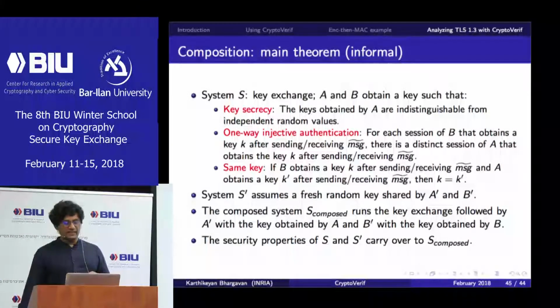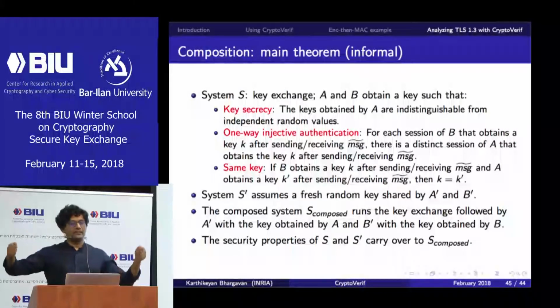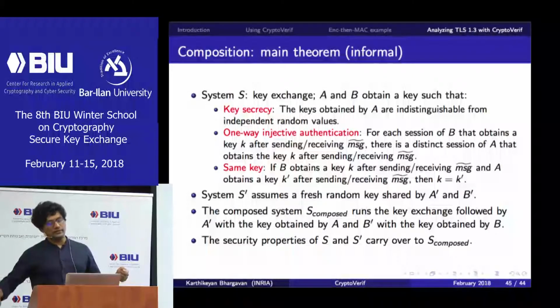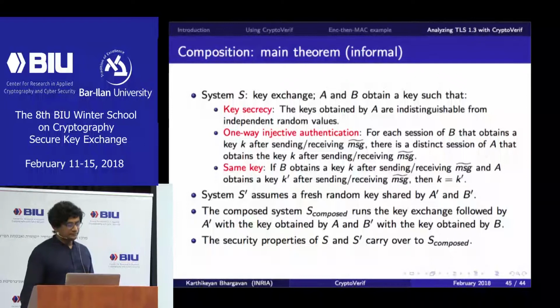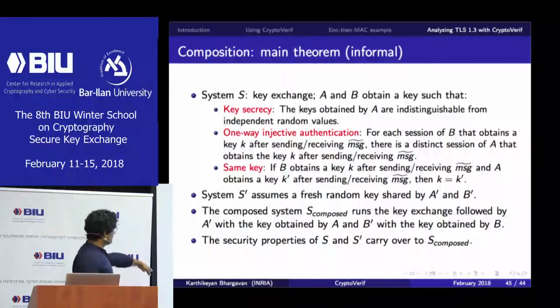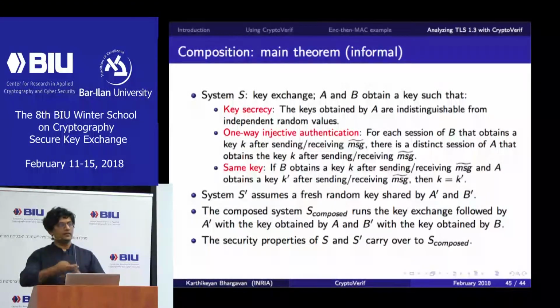Then there is the same key property, which is that if the transcripts on A and B are the same, they will actually derive the same key. Those are the 3 properties that we proved. And then we informally define a new system S prime that assumes that the key shared by A prime and B prime is fresh, and then show that you can compose this in 2 or 3 steps.